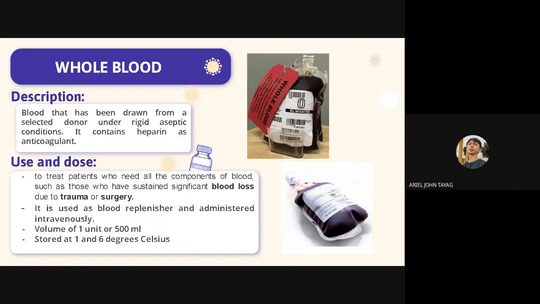RBCs or erythrocytes give blood its distinctive color. It is also used as a blood replenisher and administered intravenously. The whole blood is usually in a volume of 1 unit or 500 ml, and it should be stored at a constant temperature between 1 and 6 degrees Celsius.